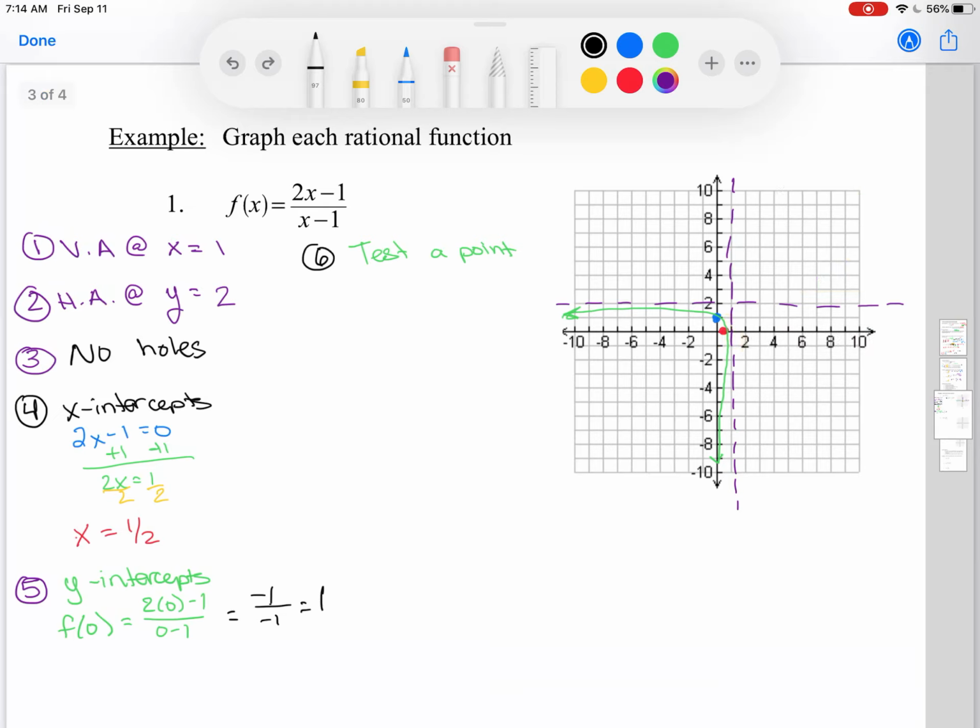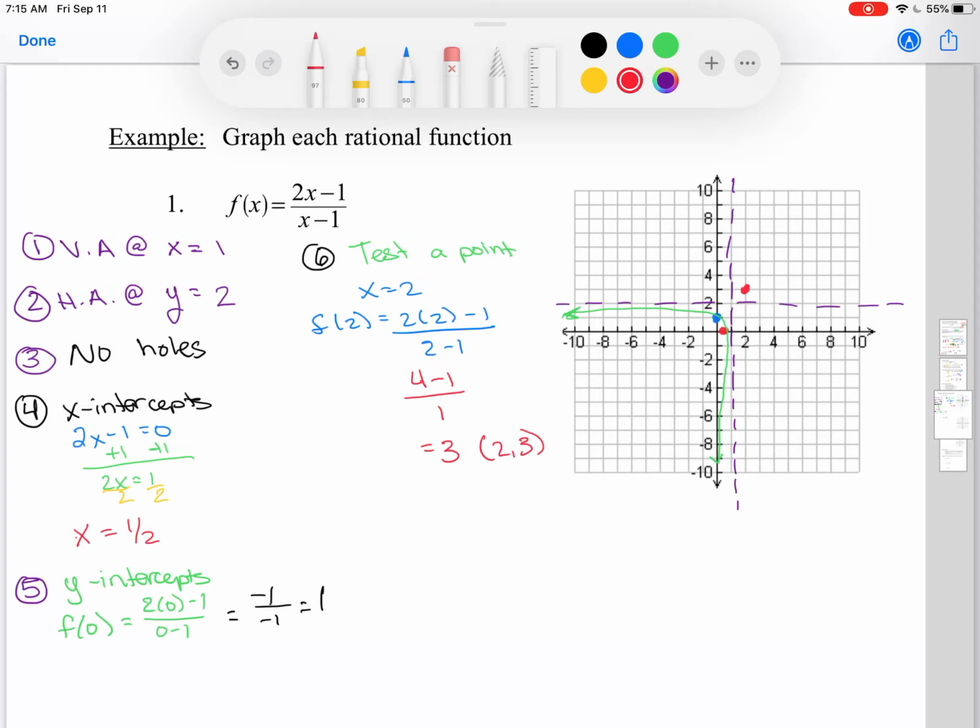All right, so let me clear this for us. And I'm going to test, like I said, x equals 2. All we're going to do with that is plug it into my function and work it out. So we have a 4 minus 1 over 1, which is going to give us a 3. So at (2, 3), I will have a point. So I can graph that.